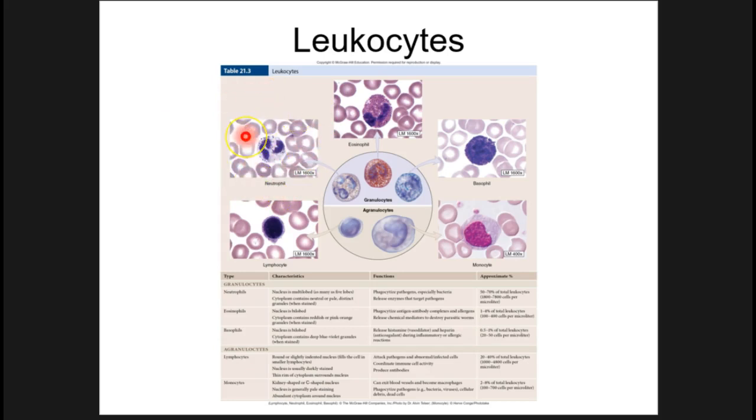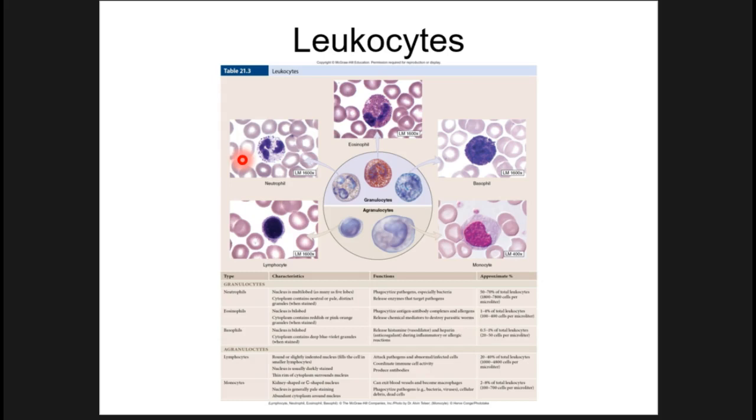Start with a neutrophil. Neutrophil is the most common white blood cell. It is a granulocyte, which means it does have granules. And it has this multi-lobed, weirdly shaped nucleus. It has two major mechanisms. It's going to phagocytize, and it's going to release enzymes that break things down.